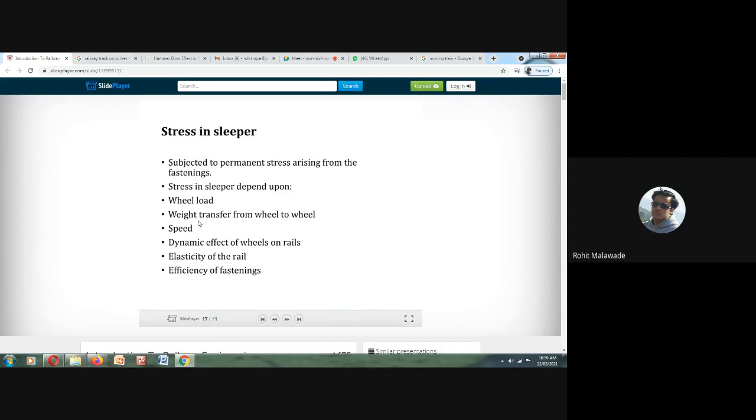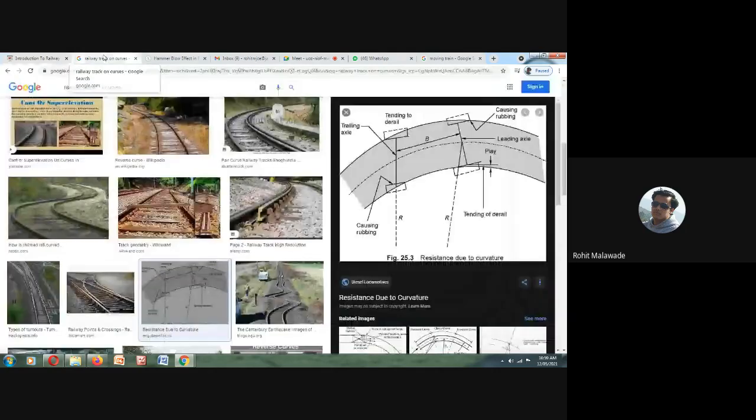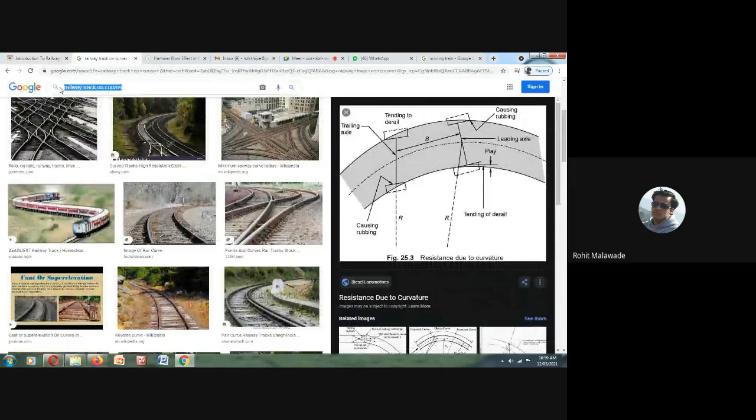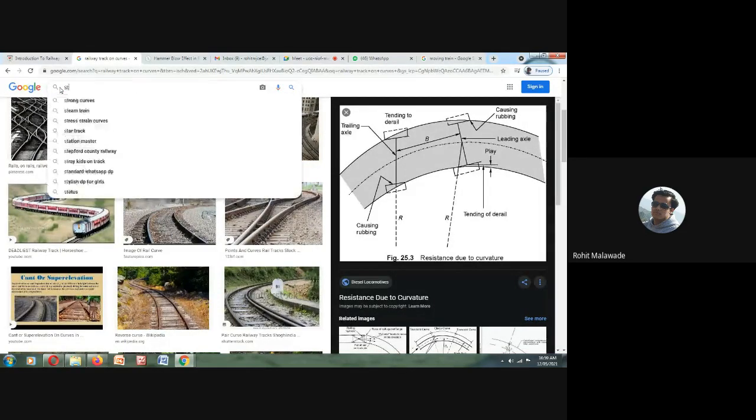If we want to have smooth riding. Now there will also be some stresses created on the ballast, because ultimately the load has to be transmitted to the ballast. Now we will see how the stress on the ballast is going to occur, right? We will see how the stress on ballast is going to occur.